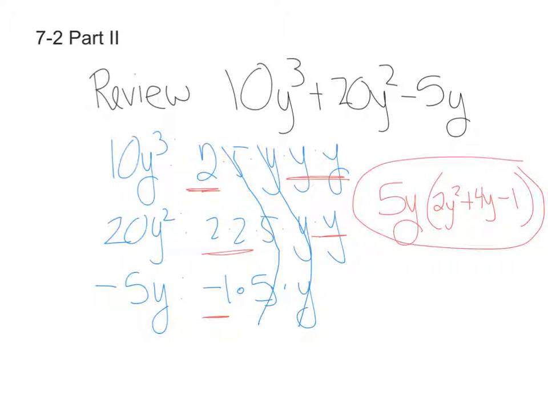So this is 7-2 Part 2, but I just wanted to do a quick review from 7-2 Part 1. This is actually in the video of 7-2 Part 1, but we've basically found the GCF to factor this large polynomial.